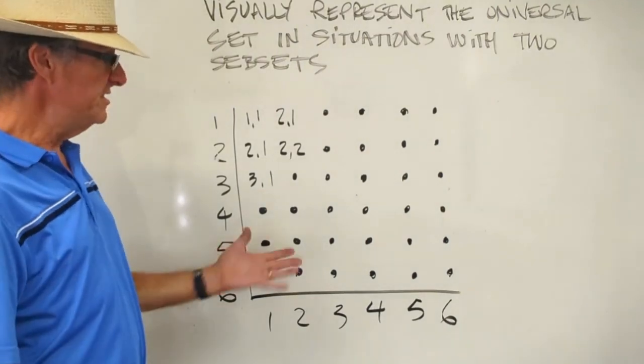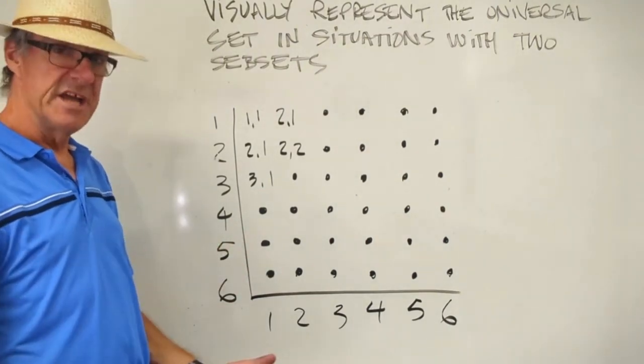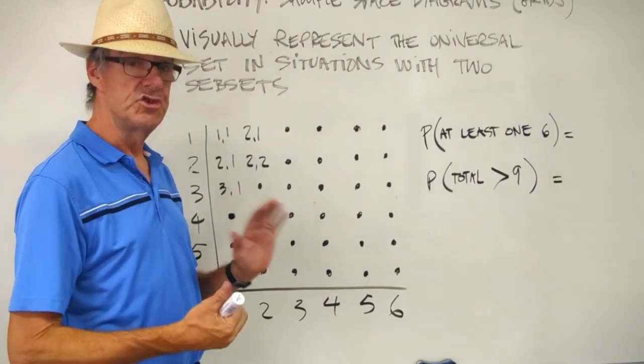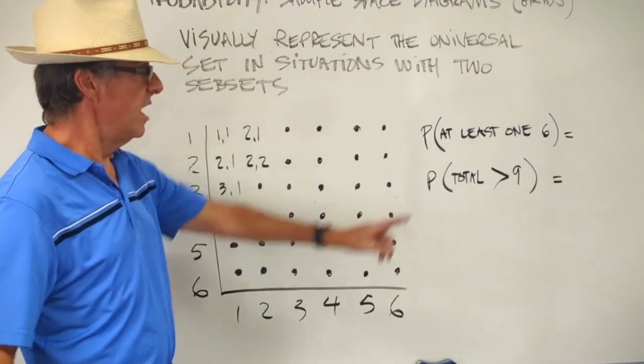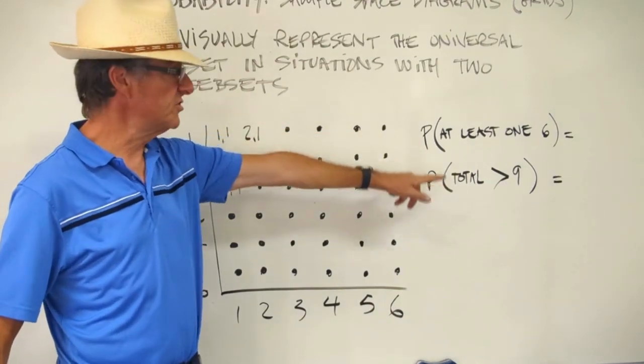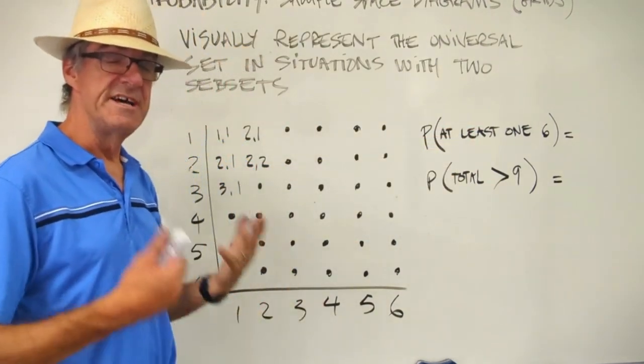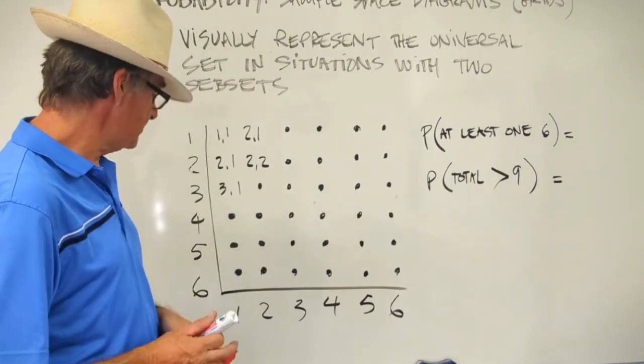Okay? Now, this is particularly useful for answering some probability questions. So let's do some. All right, I've given you 2 probabilities to figure out. I'm going to do this one with you, and then I'm going to turn you loose on that one. So, probability of at least one 6. So check this out, it's kind of nice.